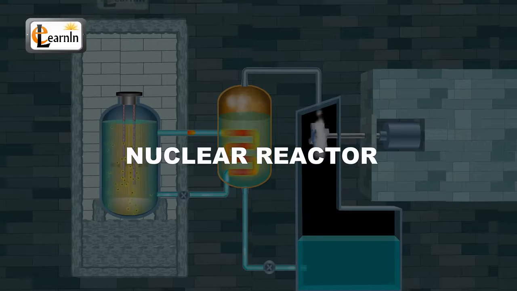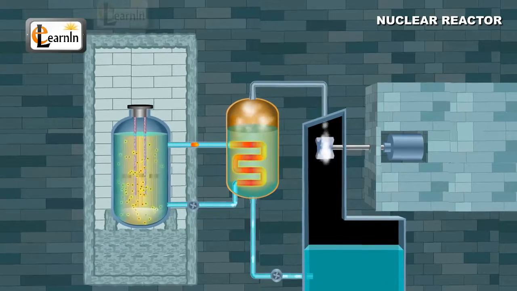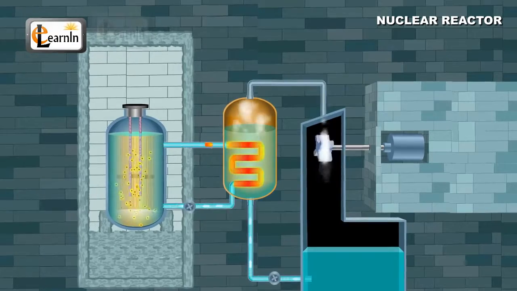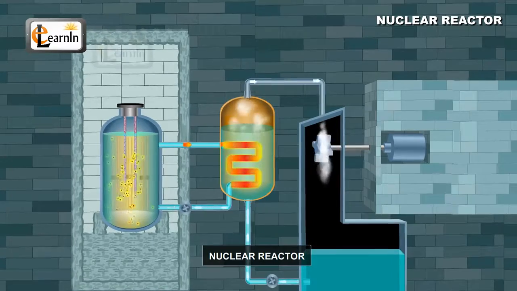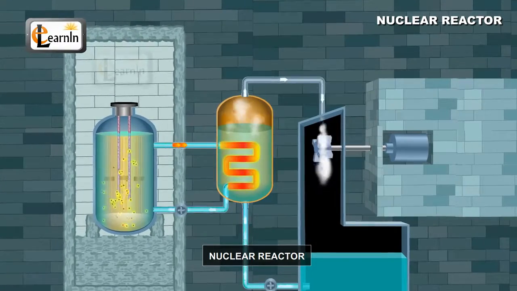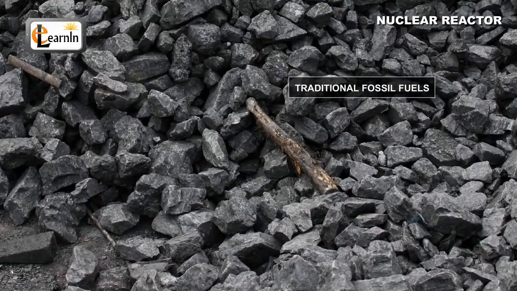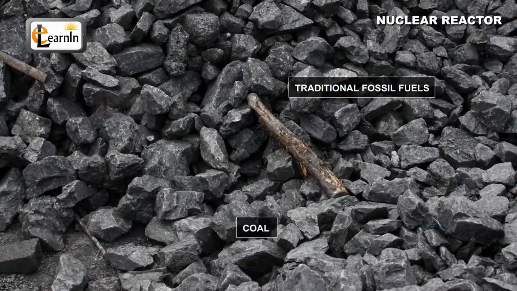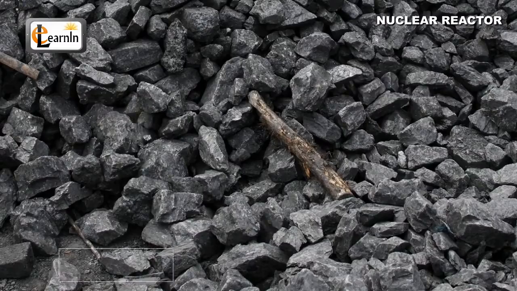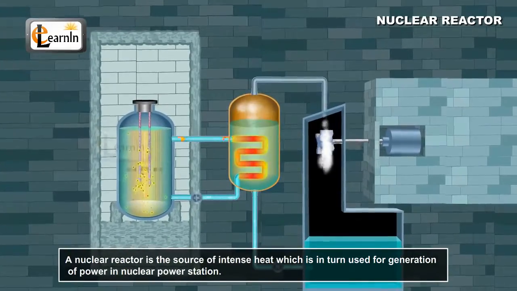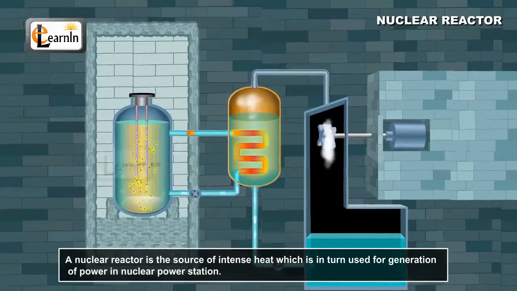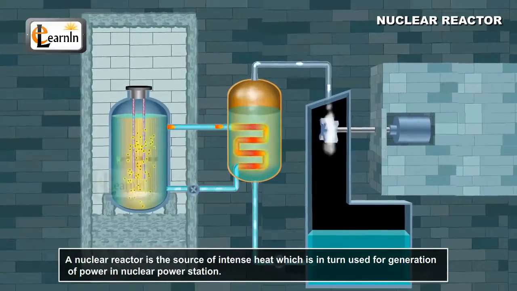Nuclear reactor. In this video, we're going to learn about the nuclear reactor. Nuclear reactors are the modern-day devices extensively used for power generation as the traditional fossil fuels, like coal, are at the verge of extinction. A nuclear reactor is the source of intense heat which is in turn used for generation of power in nuclear power stations.